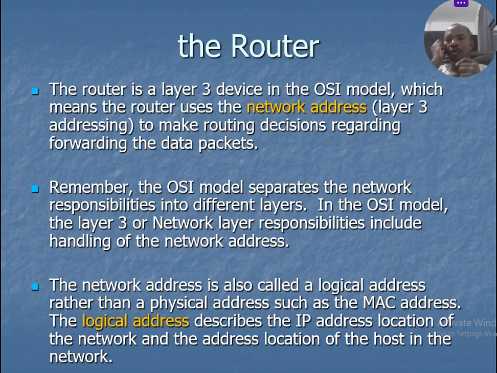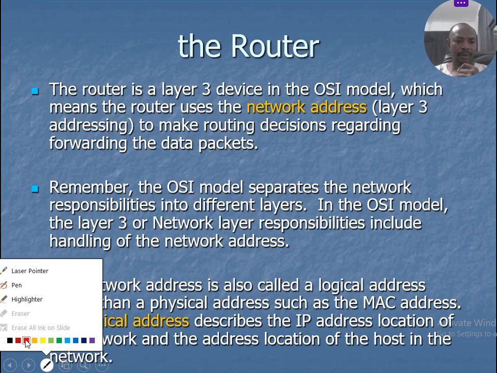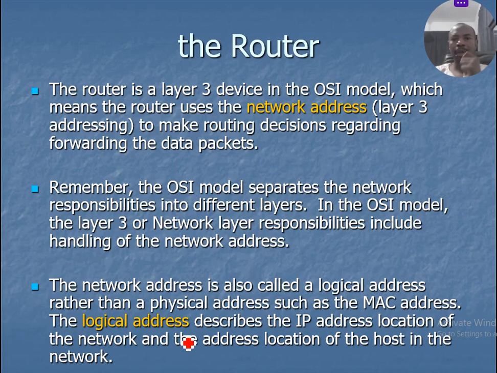First and foremost, remember, a router is a layer 3 device. A router is what? A layer 3 device. Remember, the switch was a layer 2 device, although we have layer 3 switches and layer 4 switches, but a router is a layer 3 device, which means it uses the network addresses. All layer 3 devices of the OSI model use what we call the network address.